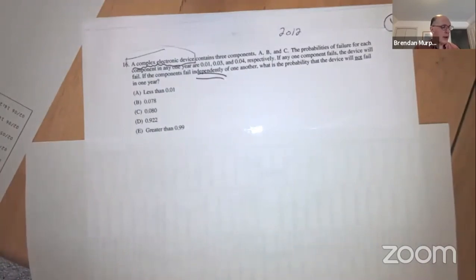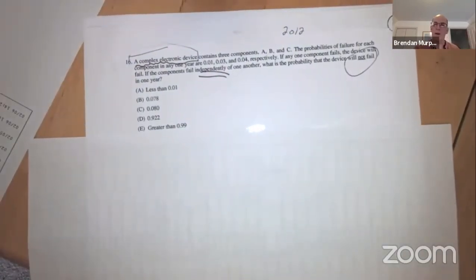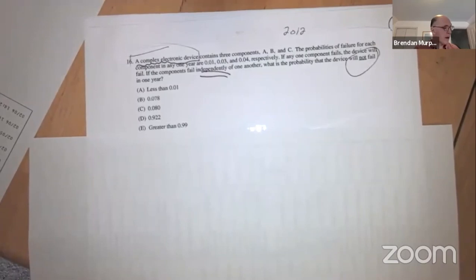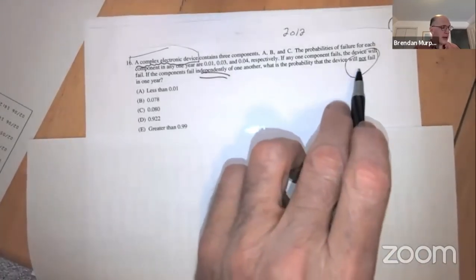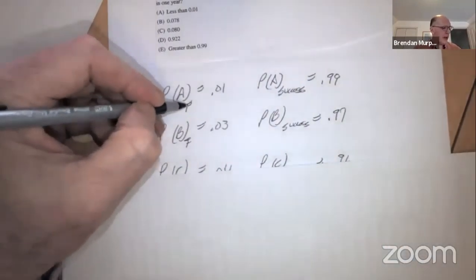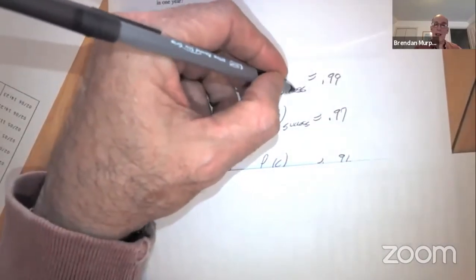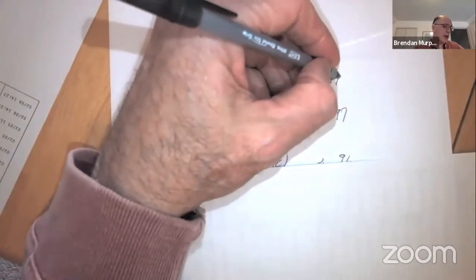What is the probability that the device will not fail? Again, the College Board seems to be underlining not fail or not pass, so that helps. We're not trying to confuse or trick kids here. What is the probability that the device will not fail in 1 year? The probability of A failing is 0.01, so the probability of A succeeding is 0.99.